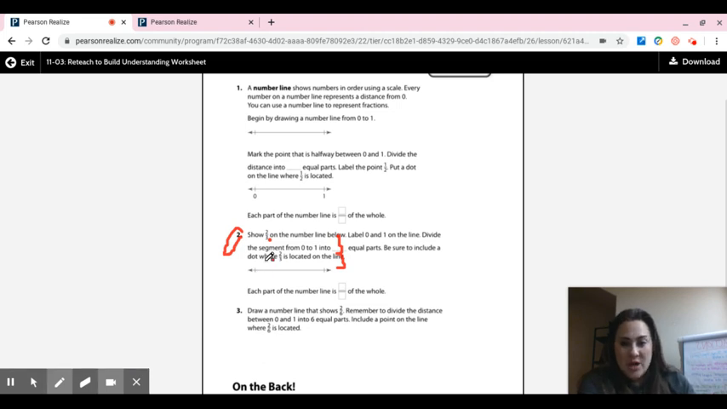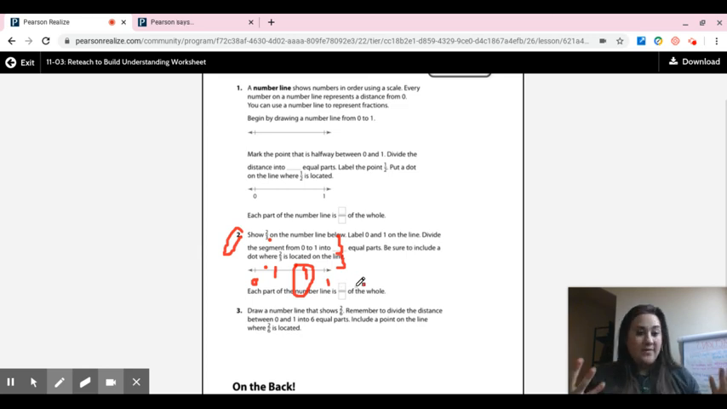I'm going to do my best to draw this. Mouse is a little touchy, but I have 0 and 1 right here. Based on the denominator, I know that I need 3 equal parts, and then I need to mark 2/3. Well, here's 1, 2. So 2/3 is going to be right here. So each part of the number line is 1/3 of the whole. It's divided into thirds. Think back to that unit fraction.